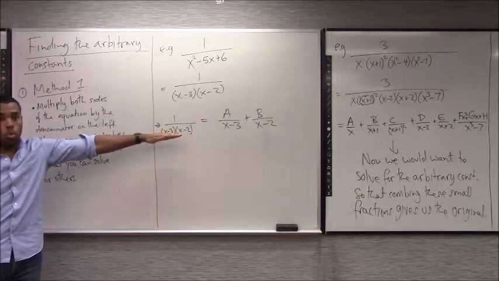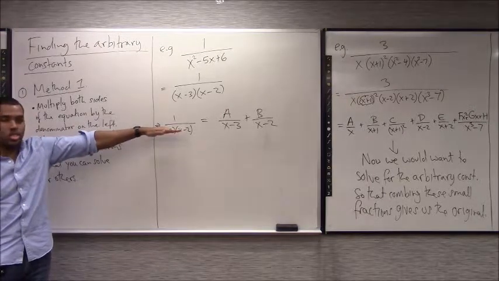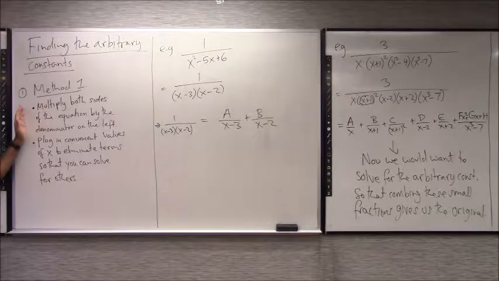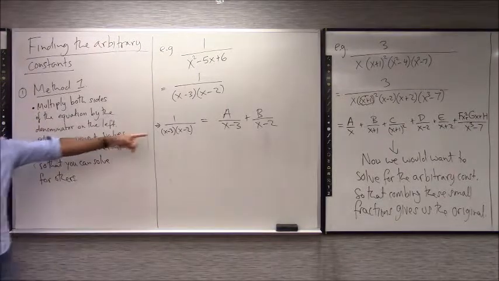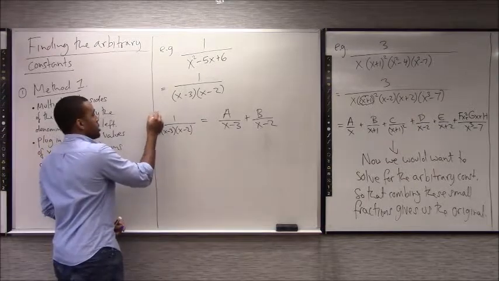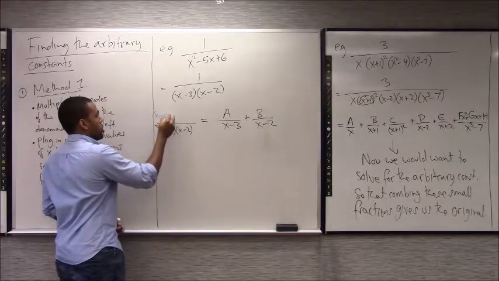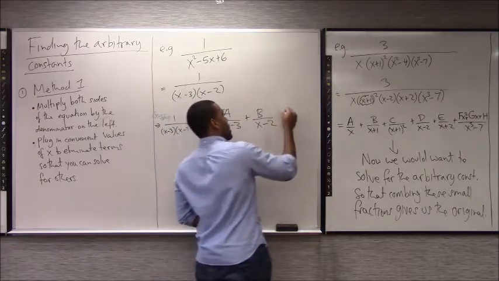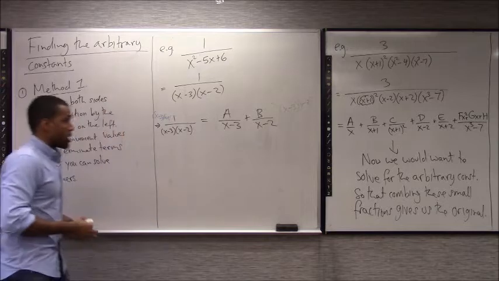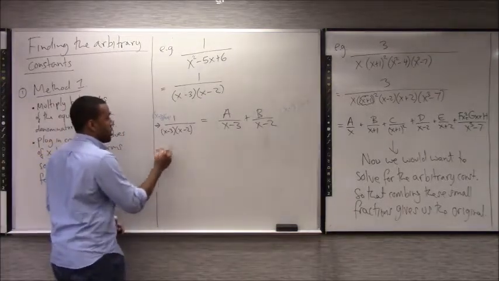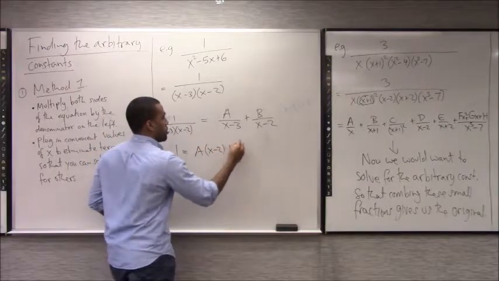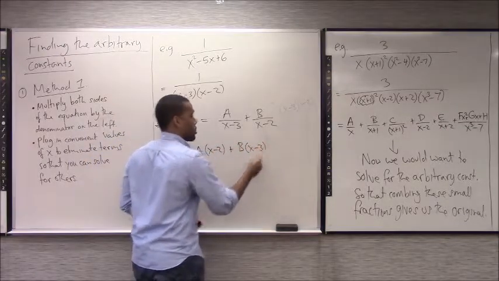Now we want to figure out what a and b have to be in order for these two fractions to add up to this fraction. What I'm going to do is multiply both sides by the denominator on the left, so I multiply both sides by x minus 3, x minus 2. This is going to kill all my fractions. So now that would mean that 1 is equal to a times x minus 2 plus b times x minus 3.